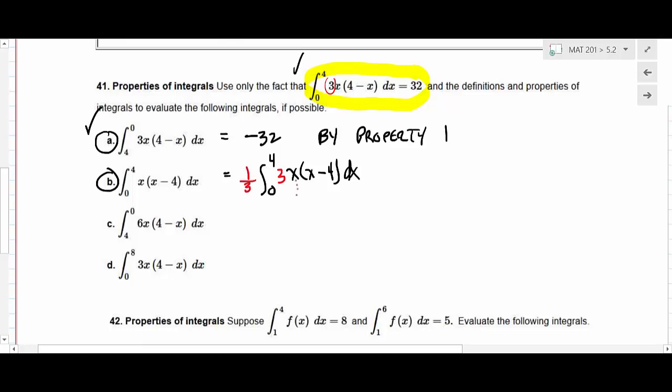Because, see, you can bring this outside. You can bring that 3 outside, and if you brought that 3 outside, it would cancel with the 1/3, and you would have the same integral, right? So I haven't changed anything. Okay, so how would you get the final answer then? 32 divided by 2? Absolutely. You would do 1/3 of 32. Okay, because we already know that the answer to this integral is 32 because I gave it to you.